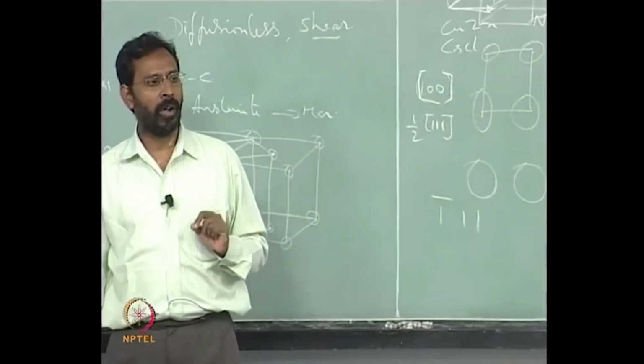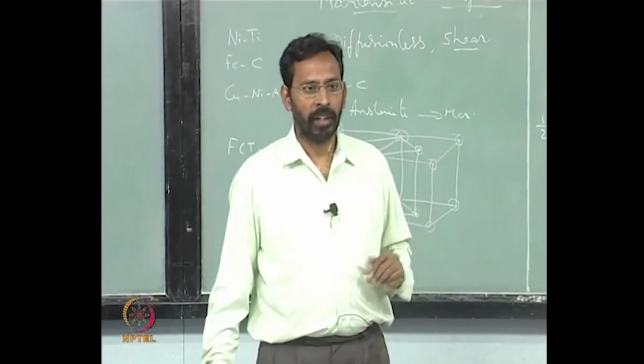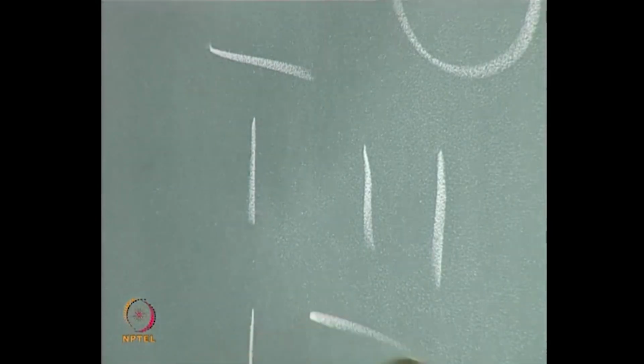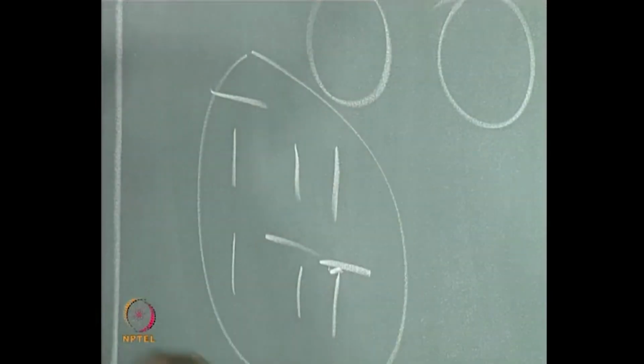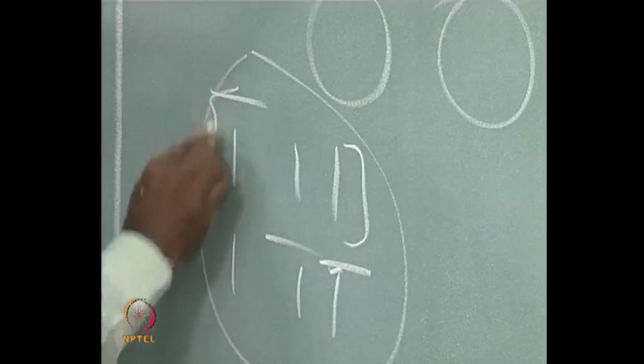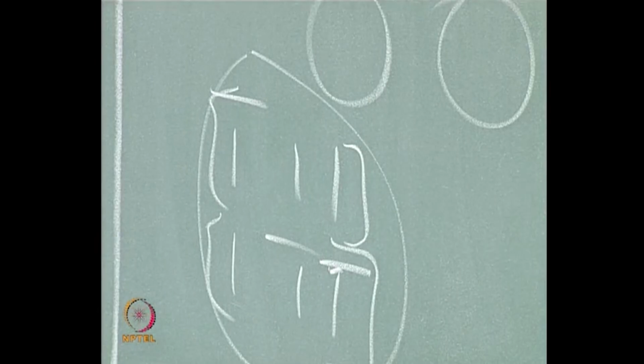This will be parallel to 1 bar 1 bar 1. So similarly we can see, this and this will be considered together, these 2 directions. They will be basically the same direction, opposite to each other. So like that you will see 4 sets, that is why we call them that.